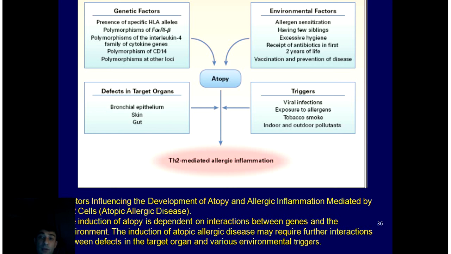So the result could be utilization of the same mechanisms against anything else. So probably our T helper 2 cells are hungry for doing at least something. The other possible factors are shown. Maybe we have a defect in target organs, maybe we have defects in the epithelium which is increasingly permeable to some products, and also triggers are shown.